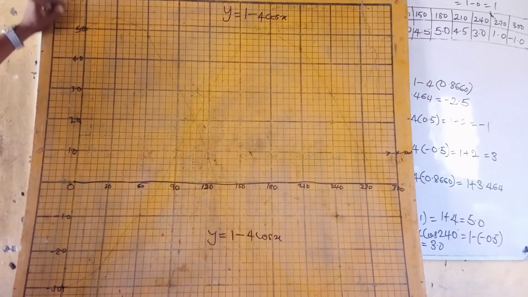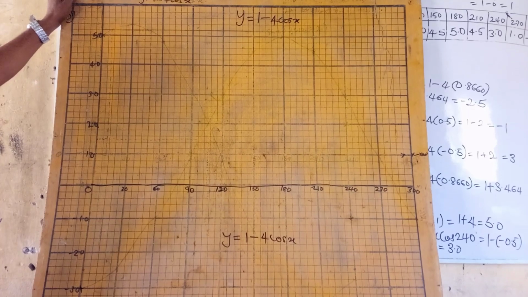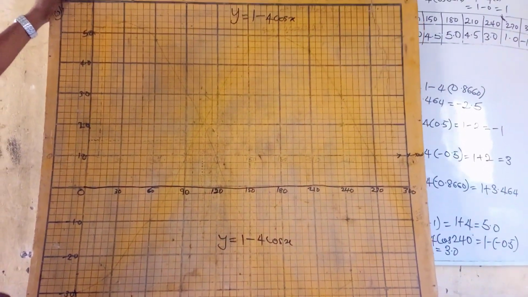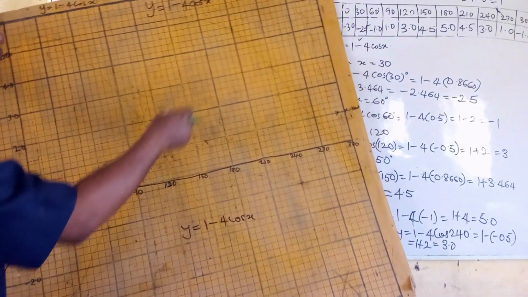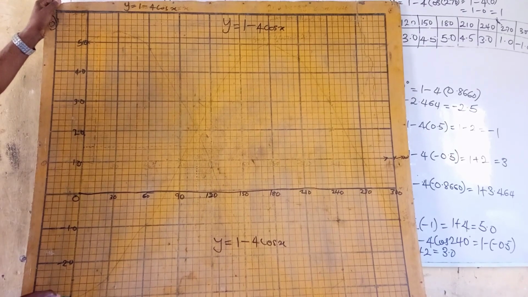Now, we're going to start with the first one. What is the first value when x is equal to 0? When x is equal to 0, the value there is minus 3. So we have it at this point.